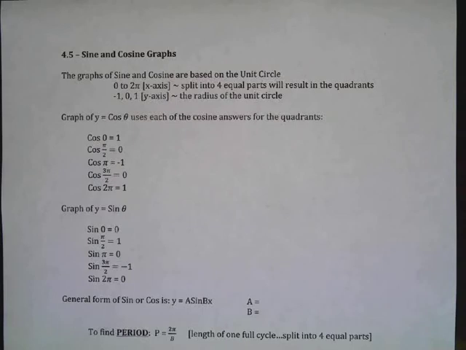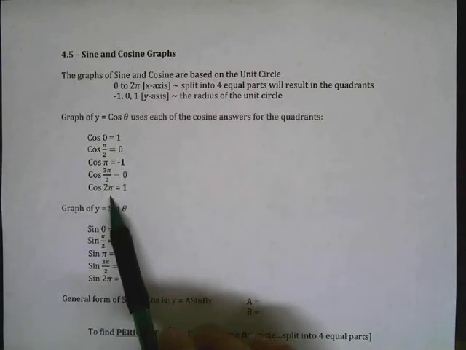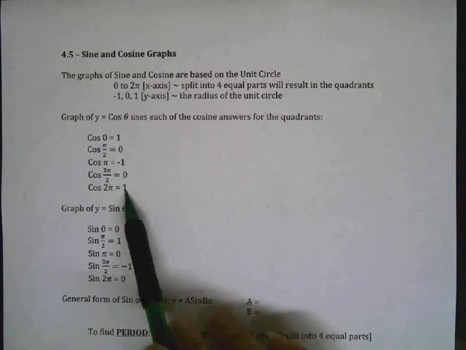So in 4.5, we're going to talk about graphing sine and cosine waves. The sine and cosine waves are based on the unit circle, and that's where the coordinate points come from. So on a unit circle, from 0 to 2 pi, remember, split into your 4 equal quadrants at 0, pi over 2, pi, 3 pi over 2, and 2 pi. So these are all the cosine answers in each of those quadrants.